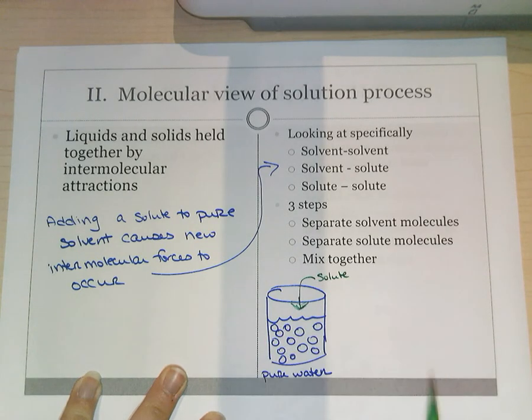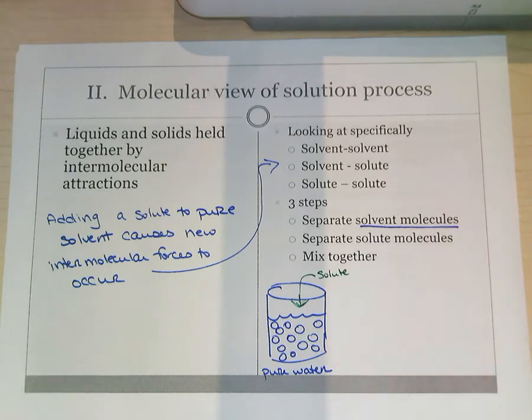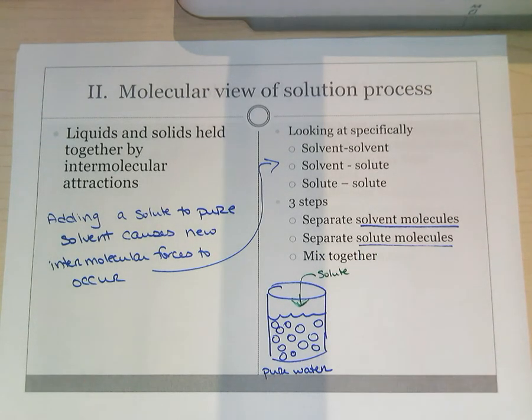So for the solute to be able to be dissolved in my pure water, you're going to have to push those pure water molecules apart. Right? You need to make space for them. So the first thing that happens is the solvent molecules have to be pushed apart in some way. You have to make space. The second thing that's going to happen is the solute molecules have to be separated.